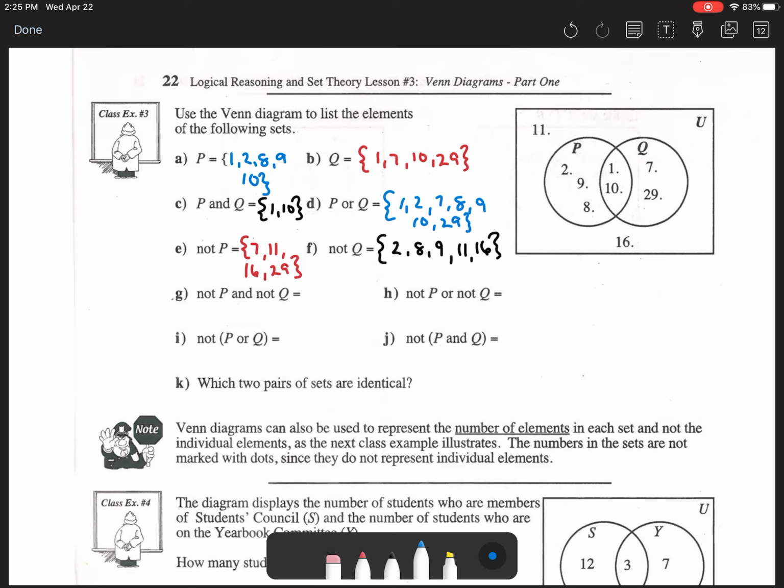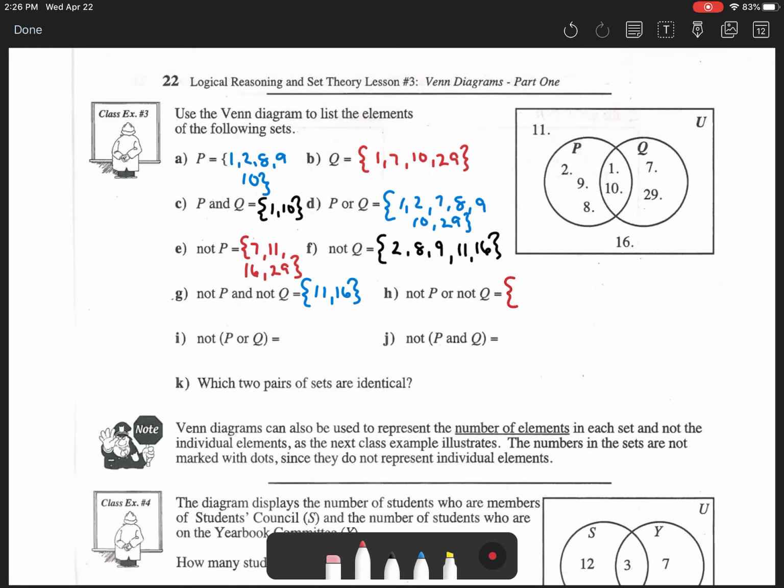All right. Now, the more complicated ones, okay? Not P and not Q. So it cannot be P and it cannot be Q. So think about not P and not Q and where those two areas would overlap. Or I can take a look at the two previous questions I did, E, not P, not Q, and find the numbers that belong to both of those groups. Because remember, and means it has to belong to both. So when I do that by either using the Venn diagram or by using the list of numbers up above, then I will see that 11, 16 are the only numbers that belong to not P and not Q.